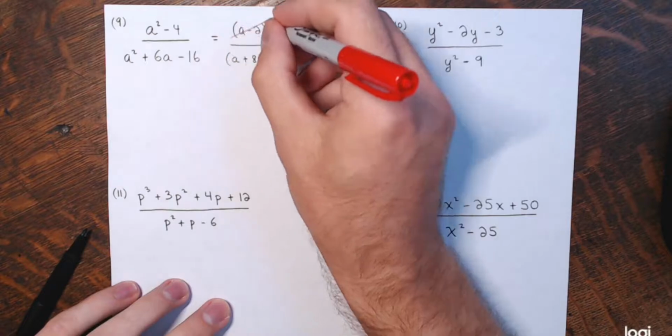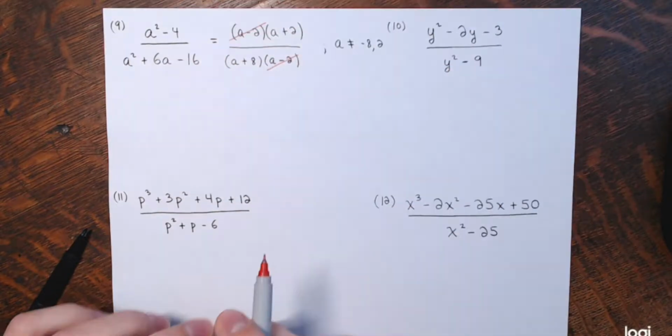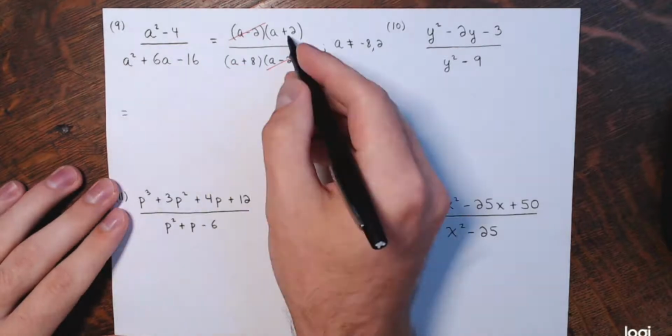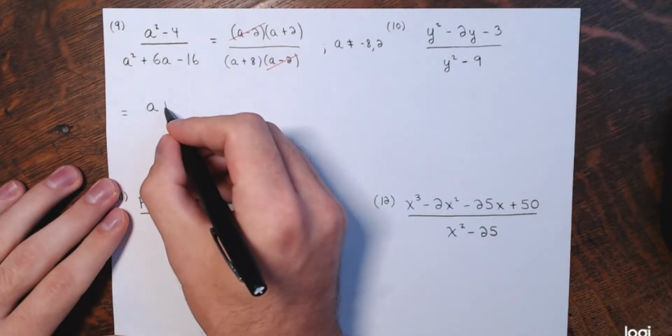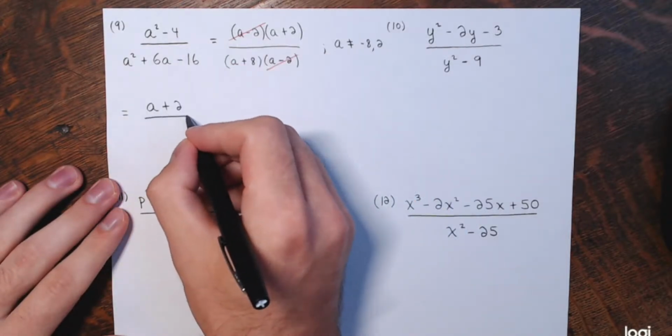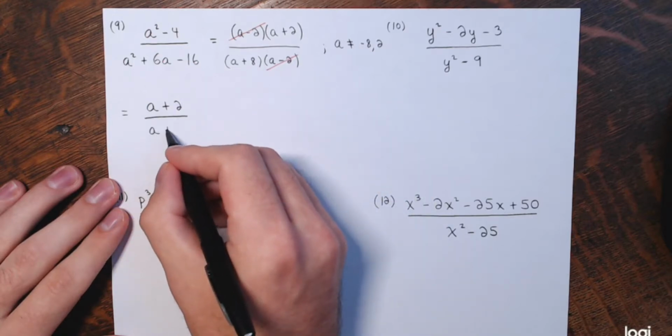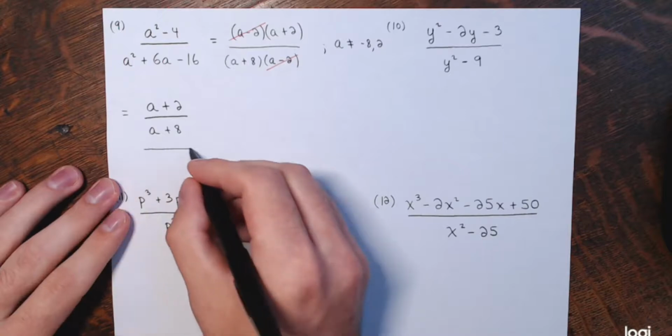Alright, so now I cancel common factors. They both have this common factor of a minus 2. And what I'm left with in the numerator is just a plus 2 divided by, and what I'm left with in the denominator is a plus 8. There we go.